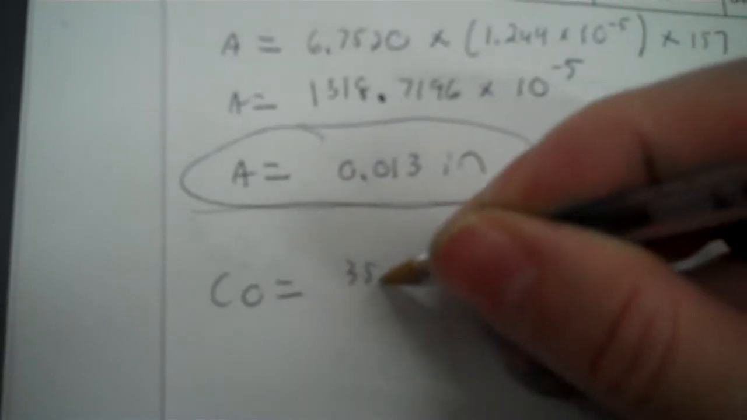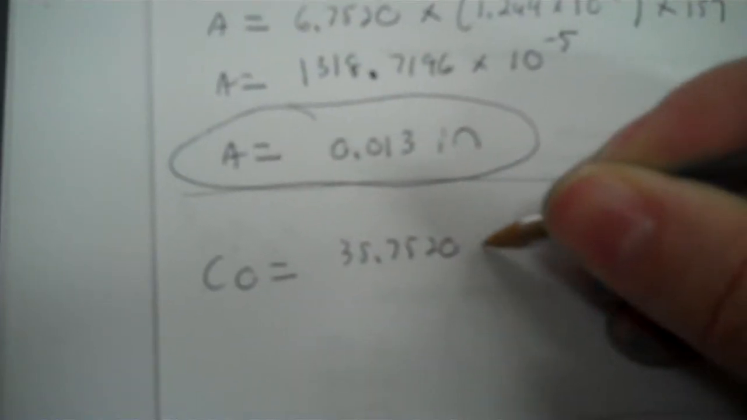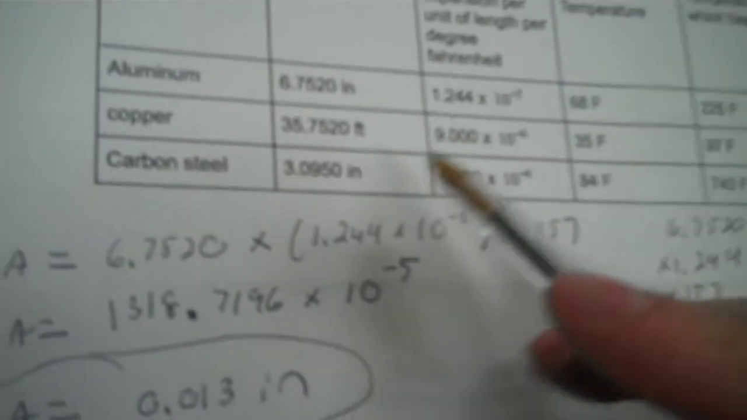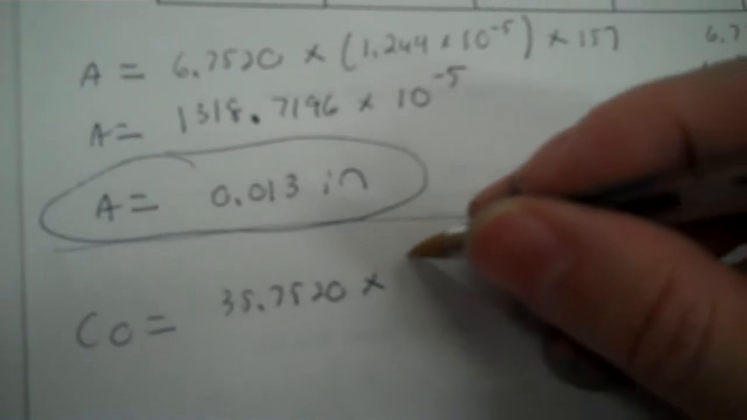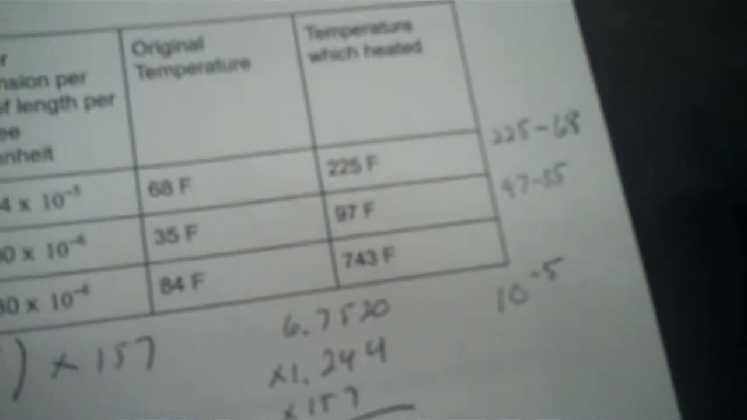Now copper, same idea. I take the original length, 35.7520, times the linear expansion, which is the amount in scientific notation. You don't have to put the zeros, you can just put 9, times 10 to the negative sixth, times the temperature change. To find the temperature change, we have to take 97 minus 35, and that's going to be 62.